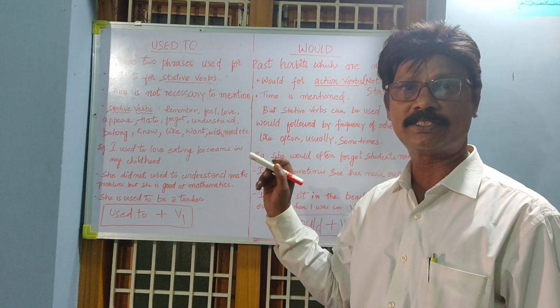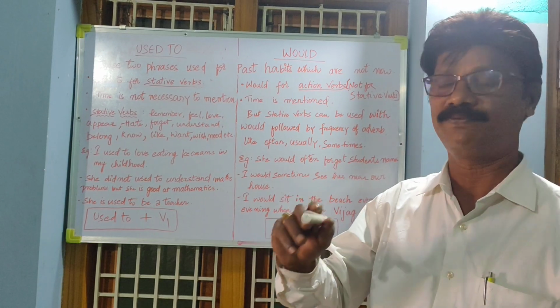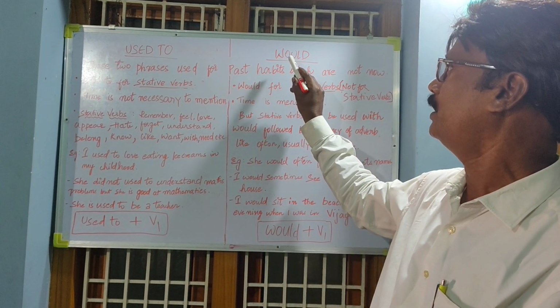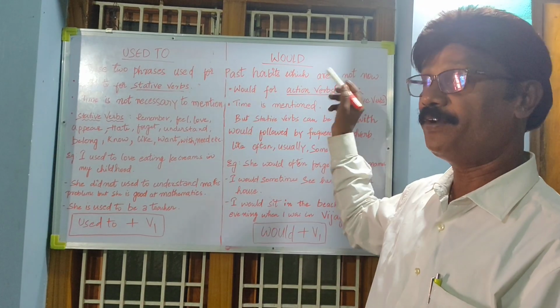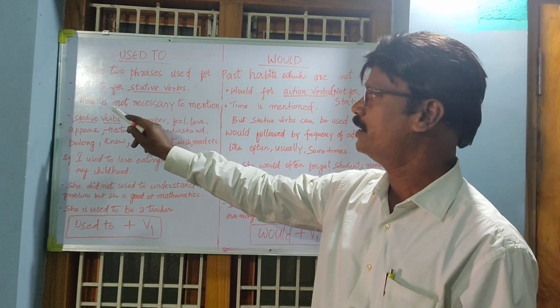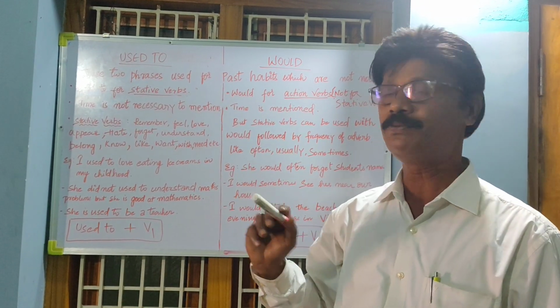Action verbs are sit, stand, play, eat. All these are action verbs. So clear, no? We can use would with action verbs when time is mentioned. In the case of used to, time is not necessary to mention.